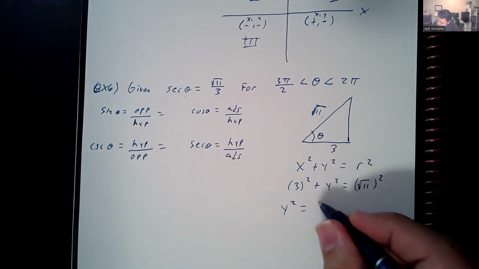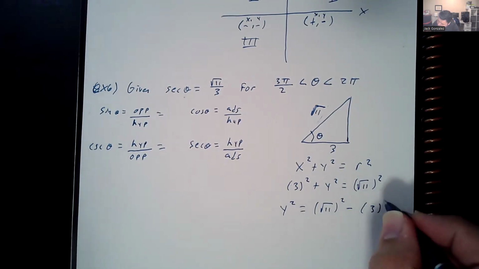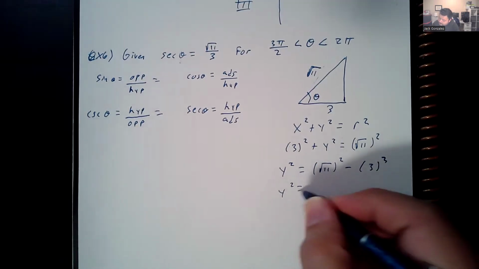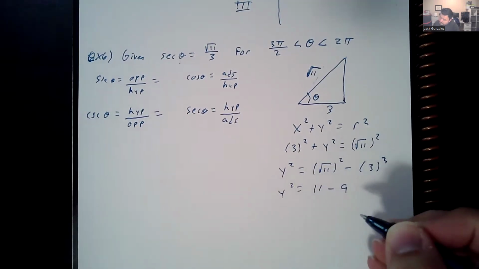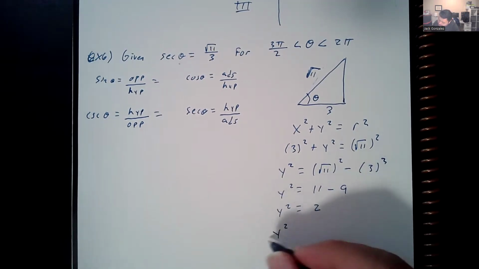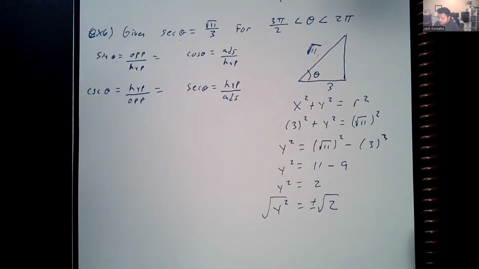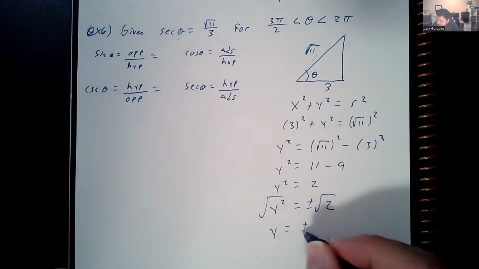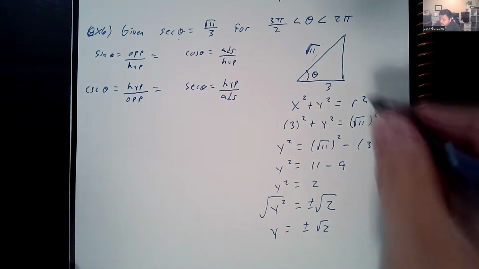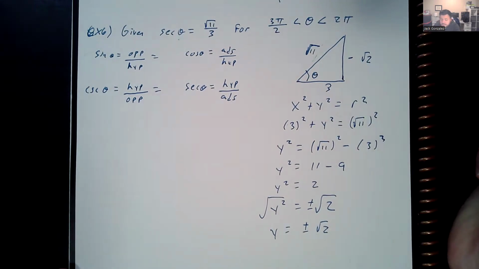Solve for y, subtract that 3. That would be square root 11 squared minus, I'm sorry, 3 squared. So y squared would be equal to 11 minus 9. y squared is equal to 2. So square root both sides, got to tack on that plus or minus. y is equal to plus or minus root 2. Now we're going to choose negative because of quadrant 4. Negative root 2.